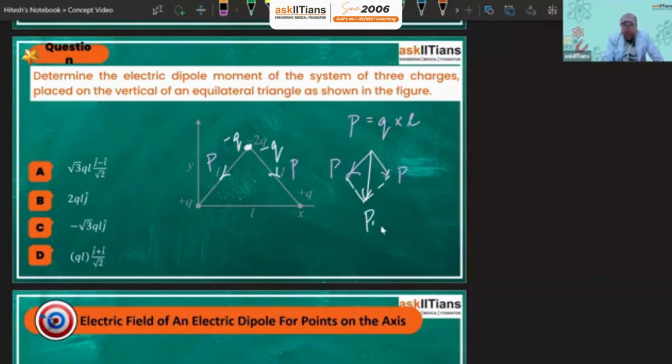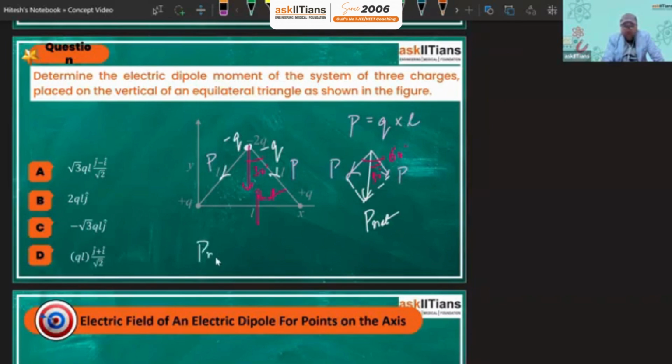We can say p net, right? And what would be its magnitude? How will we find its magnitude? We know that as it is an equilateral triangle, this angle is 60 degrees. This angle is 60 degrees. As these two are equal, this must be 30 degrees. You're getting it? This one is 30 degrees. So this must be the p net. And what would be its magnitude?